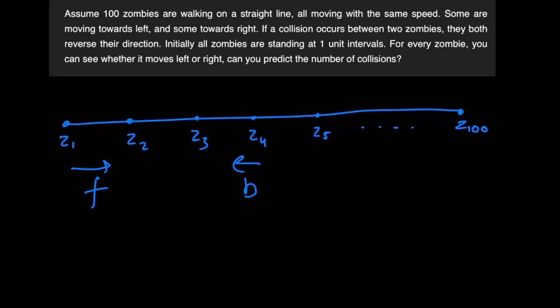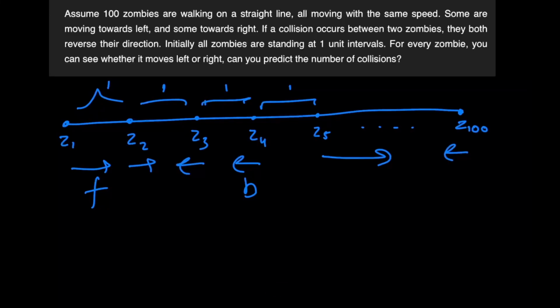Now they are also evenly spaced out. It's mentioned 1 unit of distance between each zombie initially. So the question is that given an arrangement of these 100 zombies, we'll also be assigning a random arrangement of either walking the forward direction or backward direction to each of these 100 zombies. Given this random arrangement, we have to tell if there is a neat and fast way to calculate the total collisions that'll take place over here.